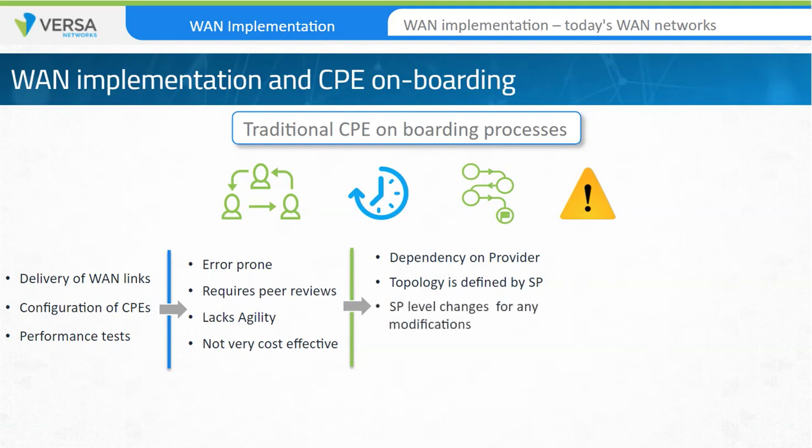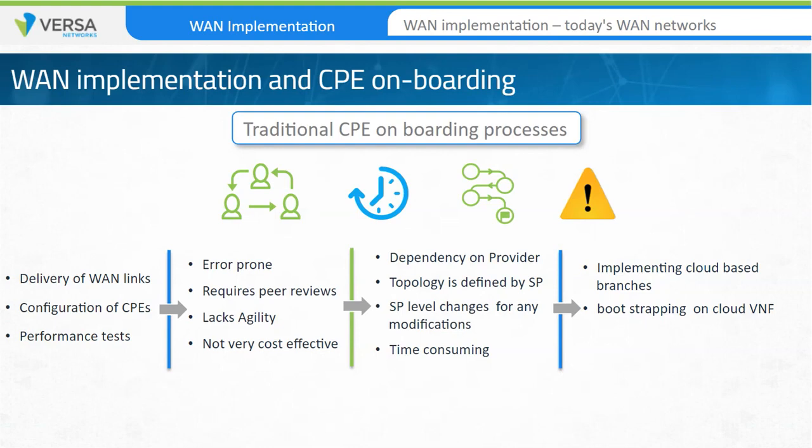With the widespread adoption of cloud-based consumption models like infrastructure as a service, software as a service, platform as a service, and other cloud-based services, the industry is facing another challenge of implementing cloud-based branches. While virtual network function or VNF implementation is well established over a cloud infrastructure, bootstrapping the VNFs is still a challenge.